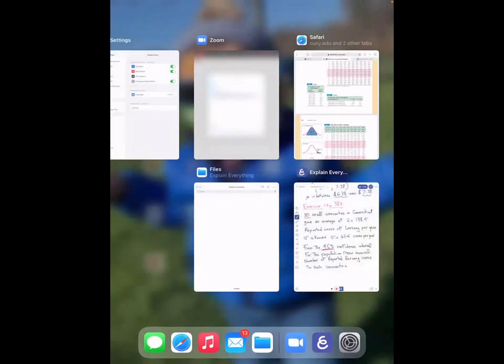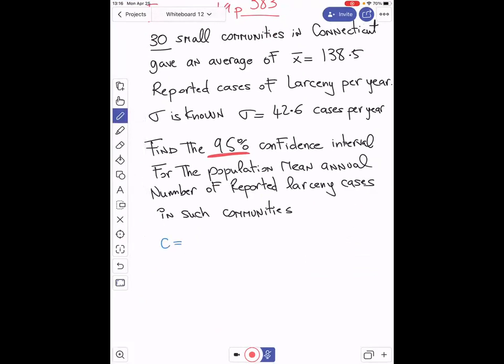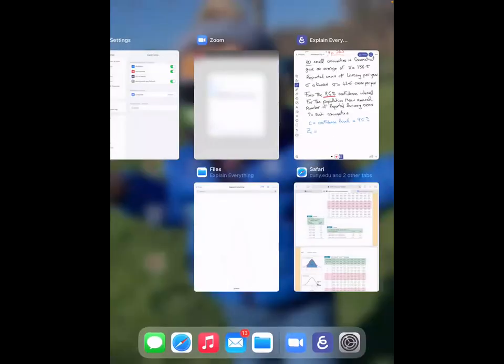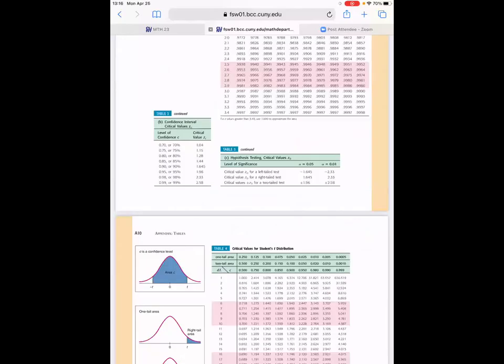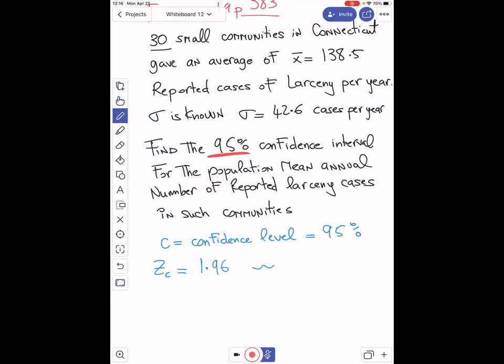All right, so my confidence level C is 95%. Once you have the confidence level, you can find the critical value, Z subscript C. For 95%, or 0.95, as you can see from the table, the critical value is 1.96. Again, I got this from the bottom of table 3.